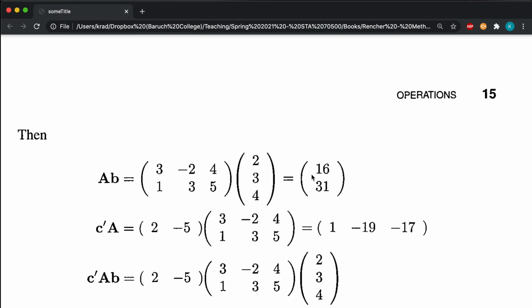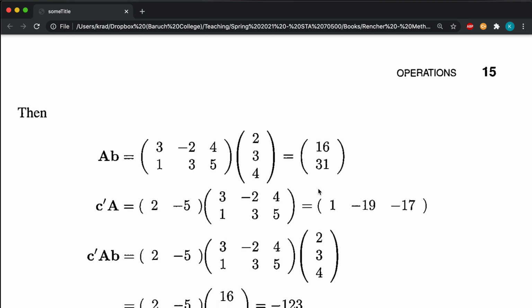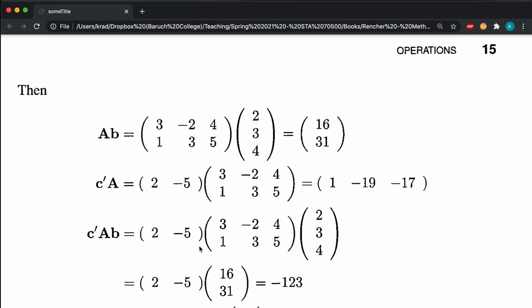AB we already did is 16 and 13, 31, right? So we end up with these 2 terms gives us 16 and 31, and then the inner product is 2 times 16 times negative 5 and 31, so we get negative 123. And this is a scalar. It's scalar, okay?